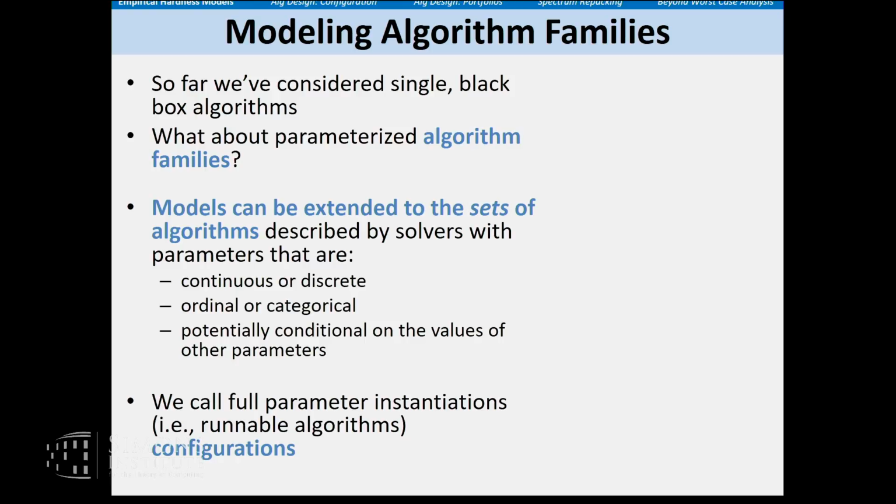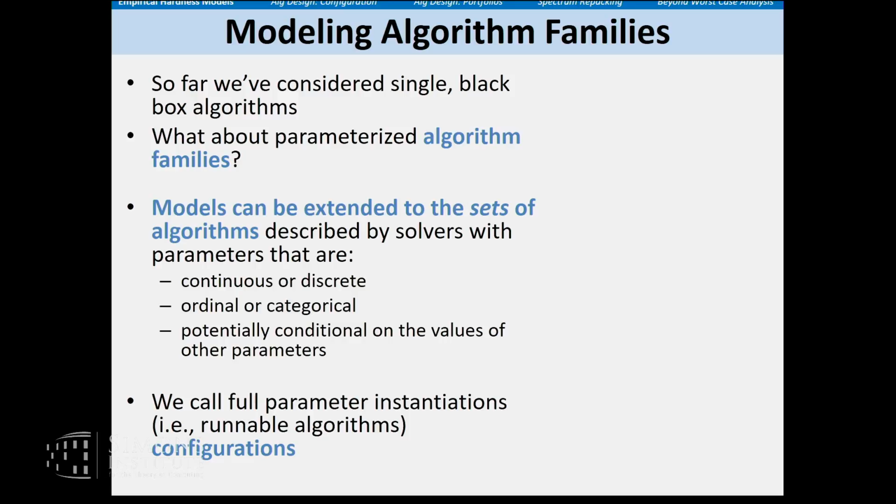Because we're doing this in a statistical way, we're going to be very generous about how these parameters can behave. We're going to allow them to be continuous or discrete, ordinal or categorical. Cplex has some things where it's like auto or a continuous value. So you can have these funny discontinuities where auto has very special meaning and everything else is continuous. You can have parameters that are conditional, where some parameter gets turned on only in the context of some other parameter having a certain value. So our models are going to allow all of this sort of thing.